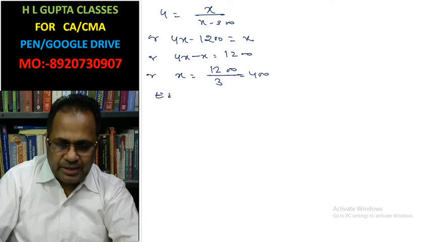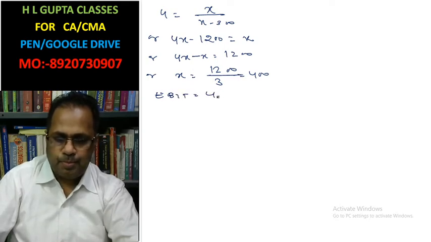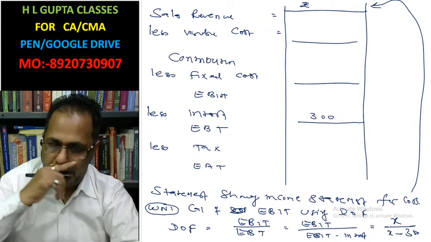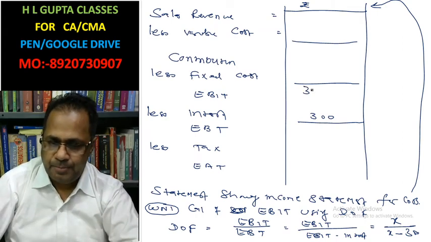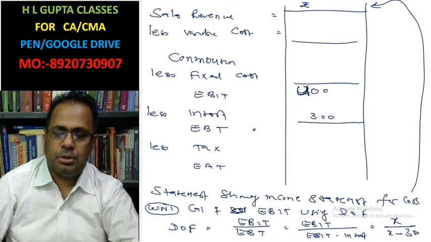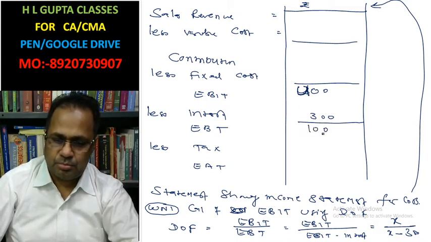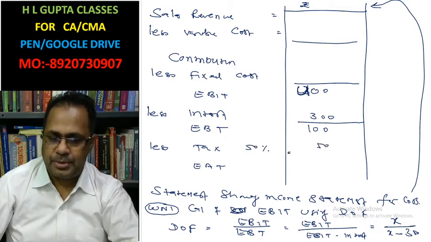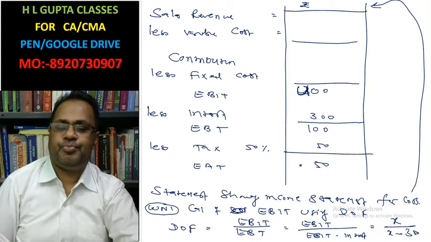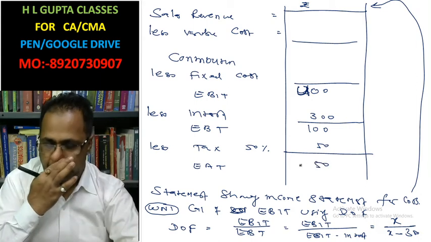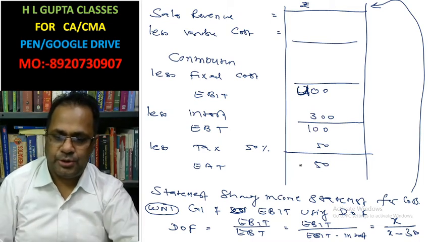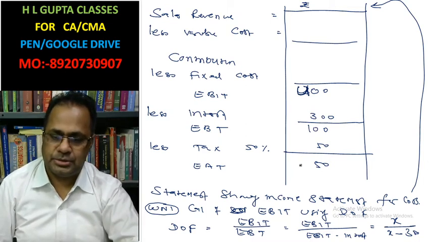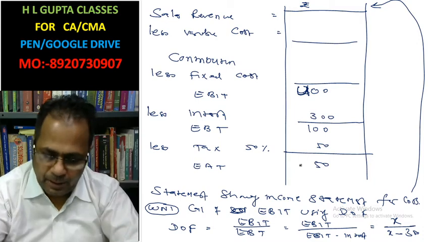That is EBIT equals 400. Here in the data you can write EBIT equals 400. Interest 300. Tax rate 50%, that is 50. Earning after tax will become 50. Degree of financial leverage, you have 4. That's why this is 4.